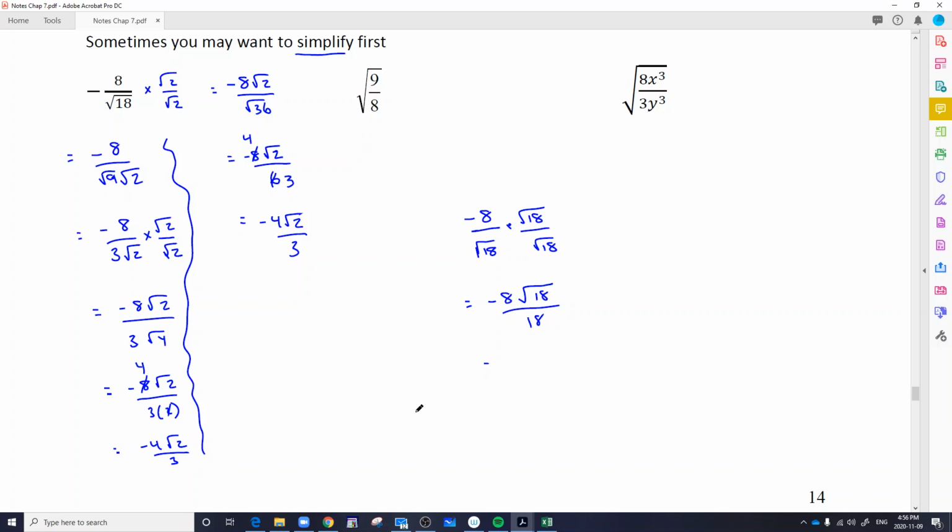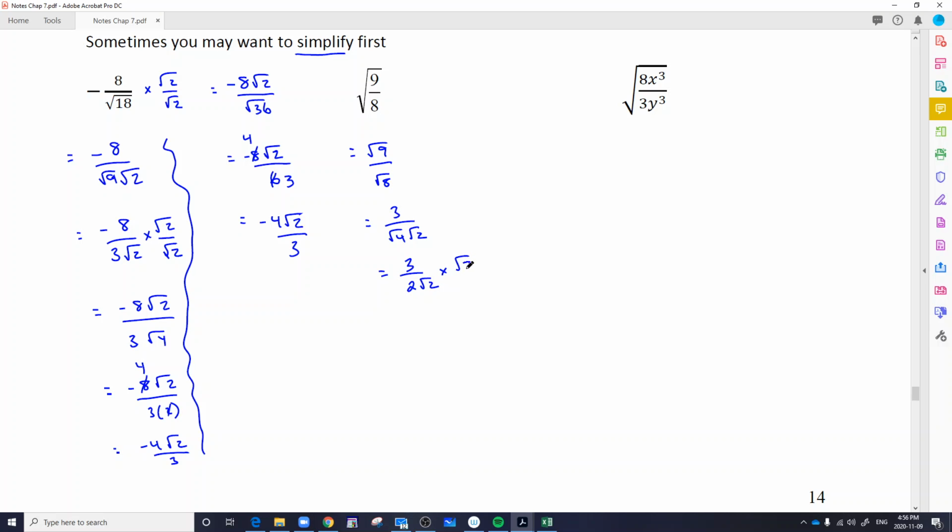So in this next question, you've got root 9 over root 8. If I look at this question, I'm going to first of all separate it into root 9 divided by root 8. And again, I like simplifying first, so I'm going to write this as 3 over square root of 4 times square root of 2. Gives me 3 over 2 root 2.